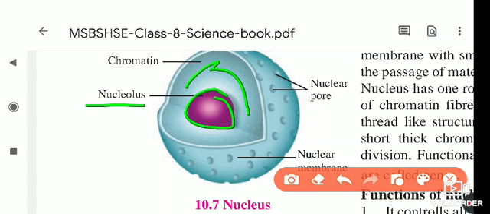Note the difference in the spelling. Nucleus, N-U-C-L-E-U-S, and nucleolus, N-U-C-L-E-O-L-U-S. Nucleus and nucleolus are two different things. The nucleolus is present inside the nucleus.